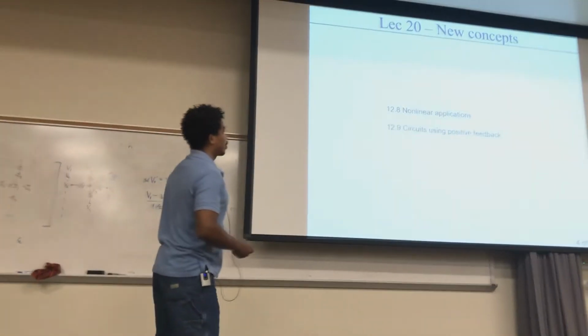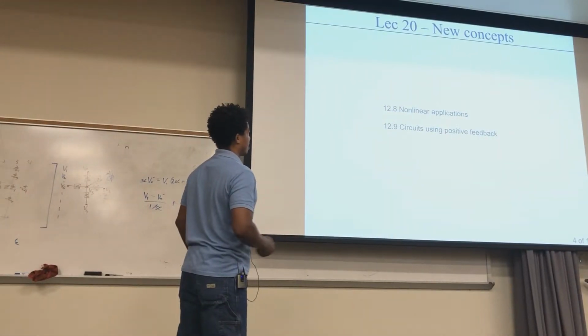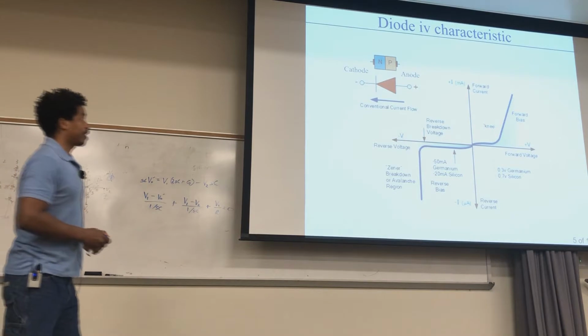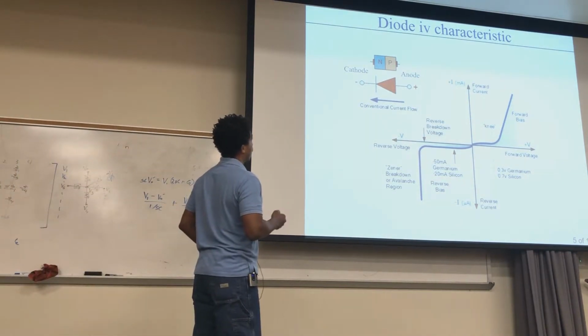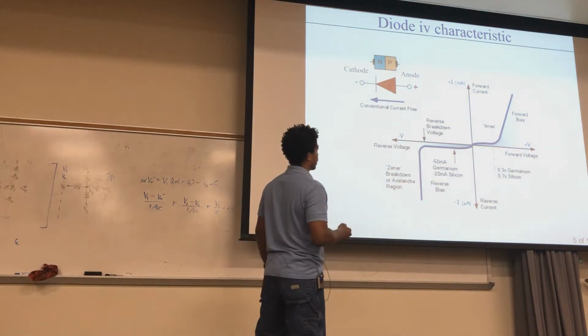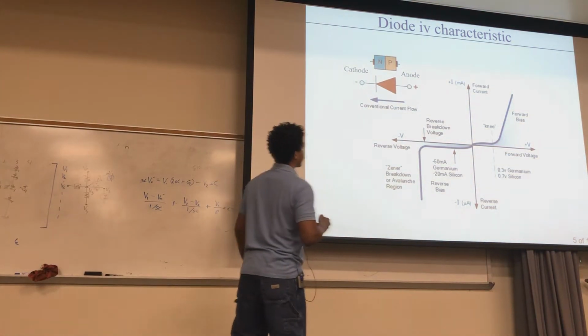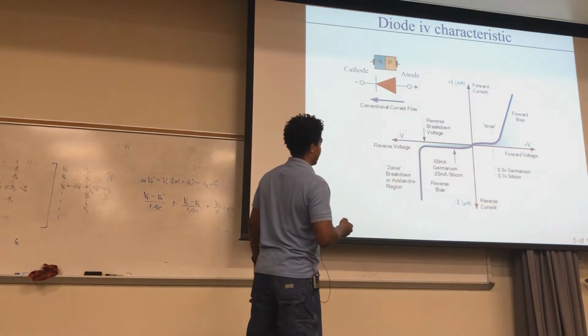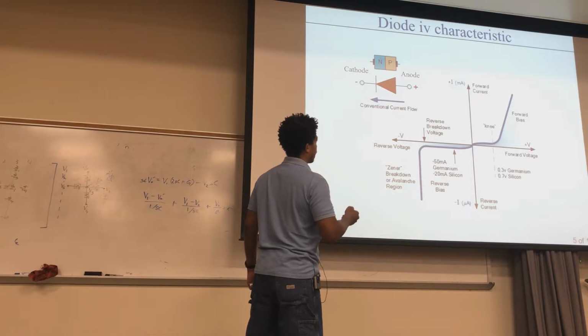Okay, so continuing on, we're going to look at nonlinear applications in a circuit using positive feedback. Okay, so let's quickly go over the IV characteristic of a diode. So here's a diode right here, anode, cathode, and here's the conventional current flow right here. And if current is flowing that direction, you have forward bias. Here's the IV characteristic. So here's the voltage across that diode, and here's the current right here. There's this knee here where it starts turning on, and for germanium type it's like 0.3 volts. For silicon type it's 0.7.